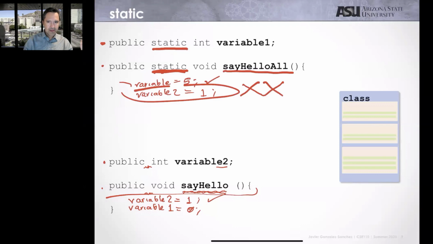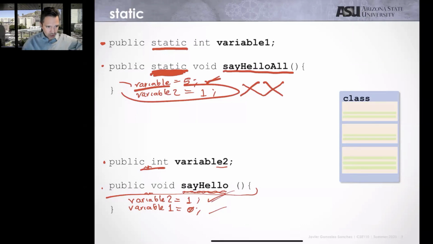So basically the only thing that you need to remember is: do not use non-static variables inside of static methods. That is the important rule. Every other combination, this one, this one, this one, is okay. But if you have a variable that does not have the static keyword, you cannot use that variable in a method that has the static keyword.